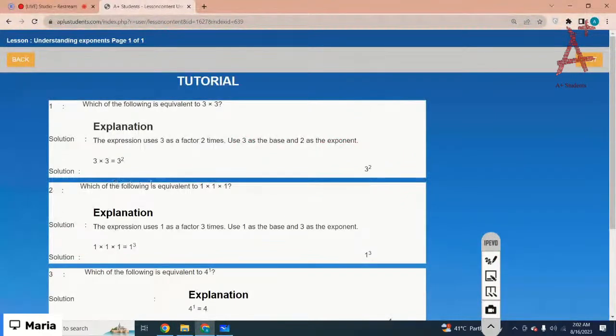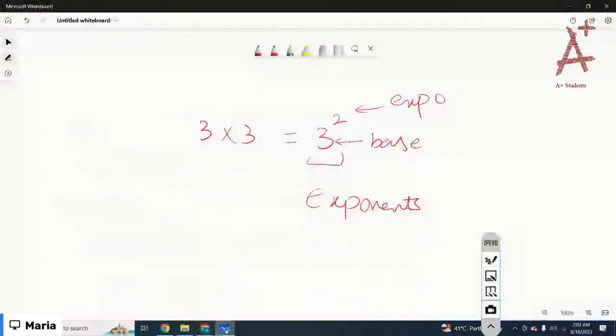Which of the following is equivalent to 1 times 1 times 1? You have to write it in exponent form. You don't have to write it again and again; you can simply write it in short form. You can write 1 exponent 3. That means you have to multiply 1 how many times? 3 times, right? You are multiplying the number by itself, 1 times 1 times 1, not 1 times 3. The 3 means you have to multiply 1 three times.